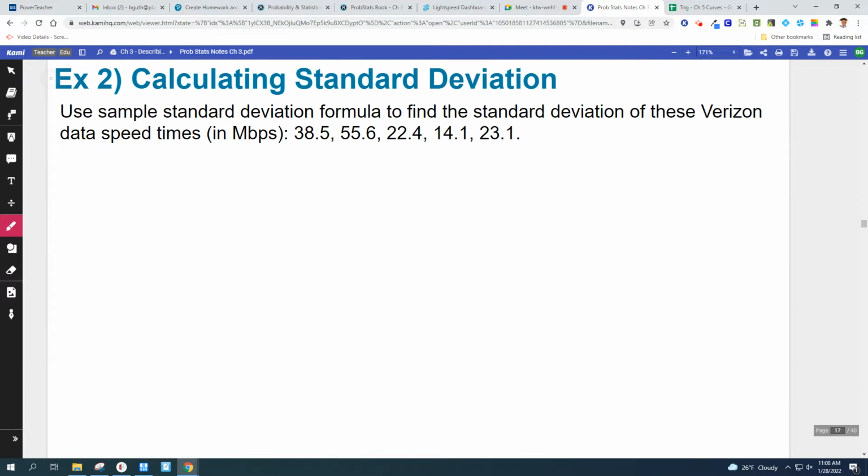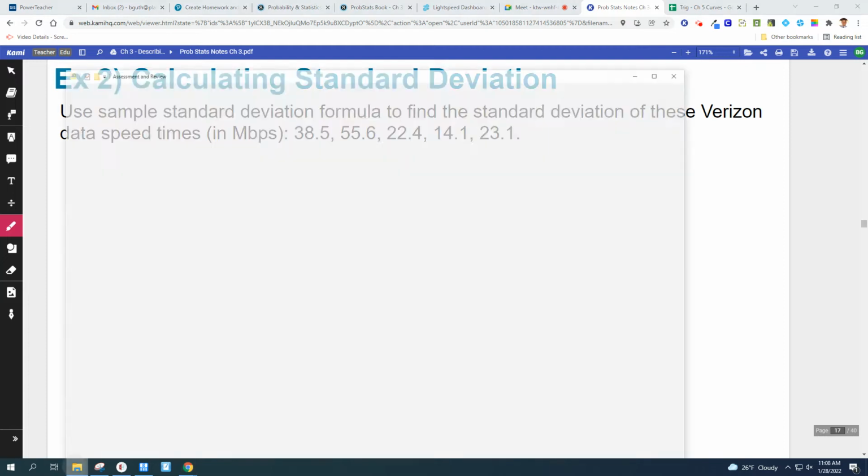Now, example 2, we're going to calculate a standard deviation, and make sure you write small. Okay, write small, and also, hold on a second.